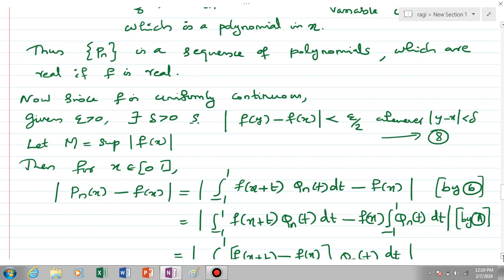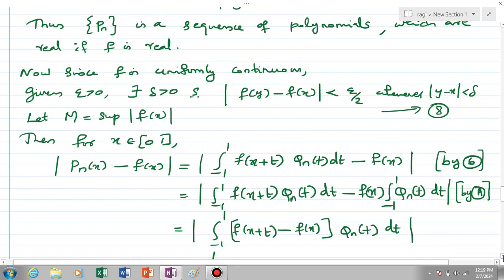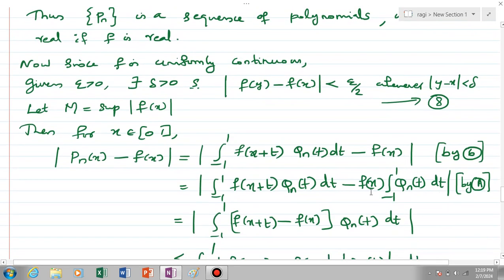Now we have to prove that this sequence of polynomials Pn converges uniformly to the function f of x. For that we are checking modulus of Pn of x minus f of x, where x is in the closed interval [0,1]. That is equal to modulus of, what is Pn of x? From equation 6 we can write the integral from minus 1 to 1 of f of x plus t into Qn of t dt minus f of x. In the second step we are replacing f of x by f of x into the integral from minus 1 to 1 of Qn of t dt, because we know that by equation number A, the integral from minus 1 to 1 of Qn of t dt is equal to 1.